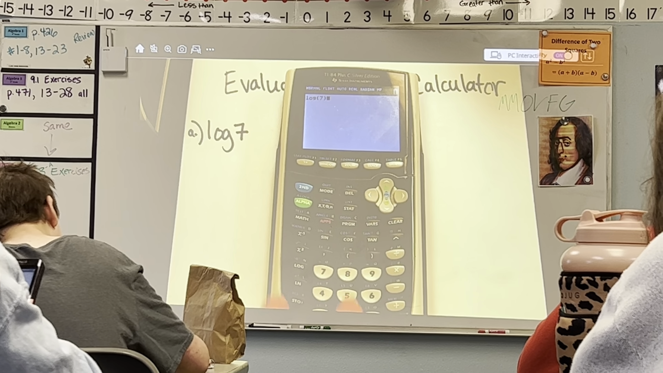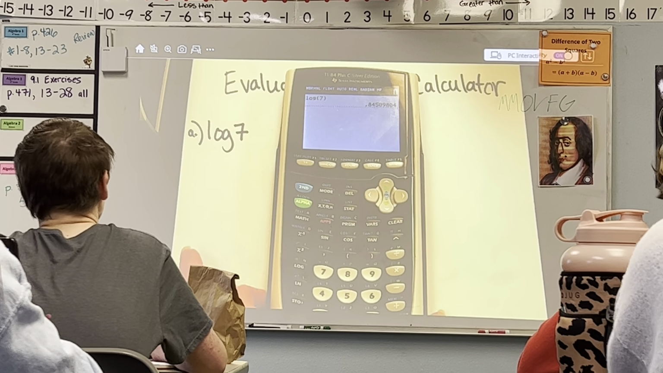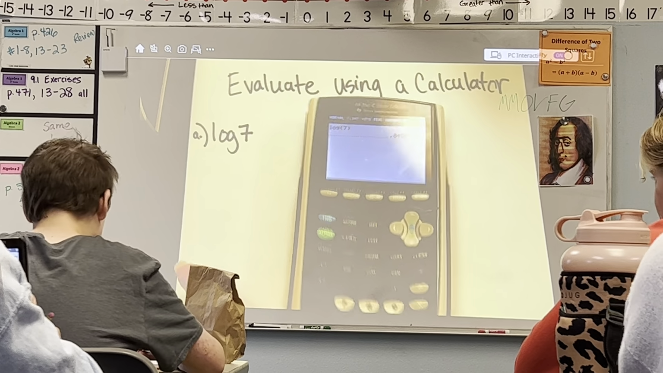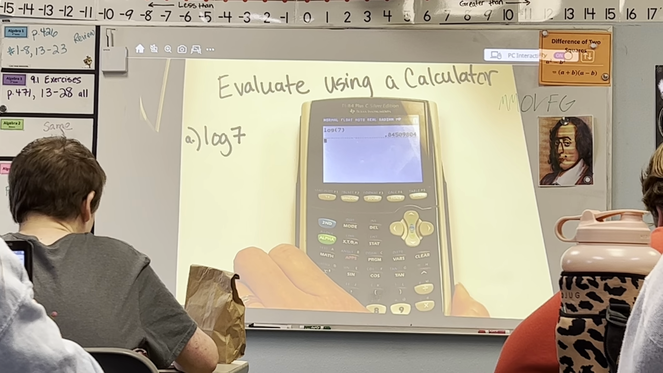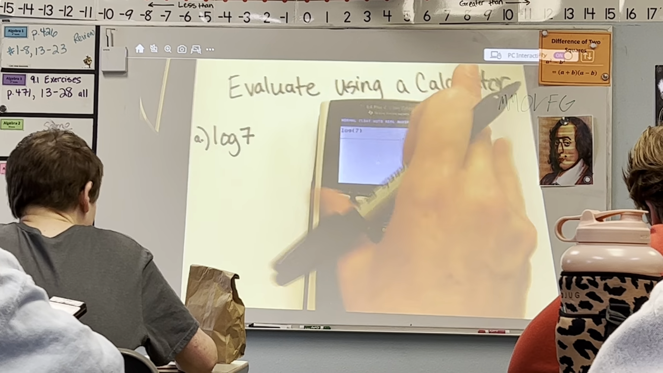Close your parentheses. Enter. You get a decimal. It's just evaluating. Let's round to 3 decimal places. So 0.845.